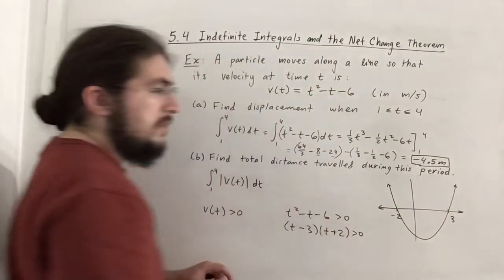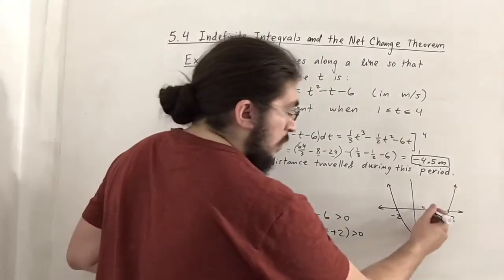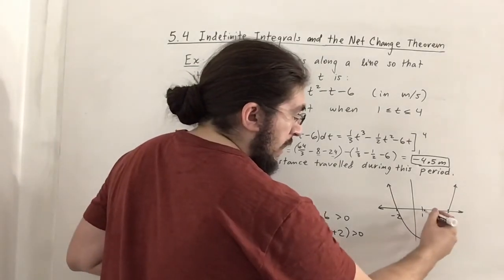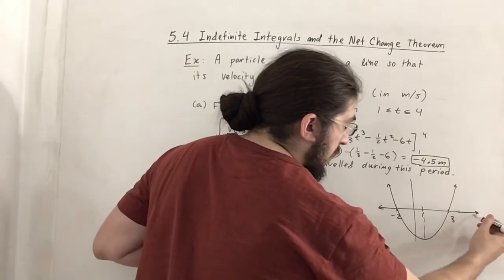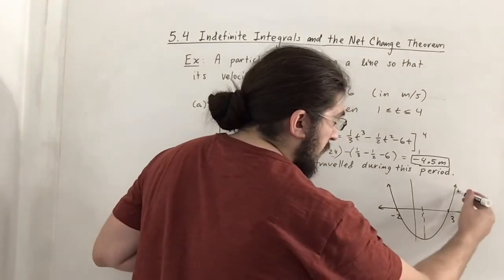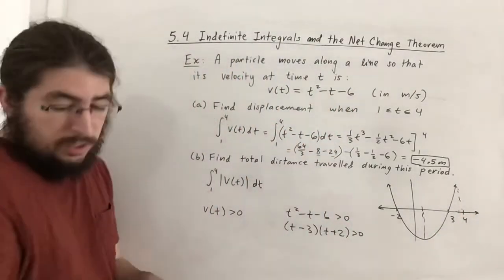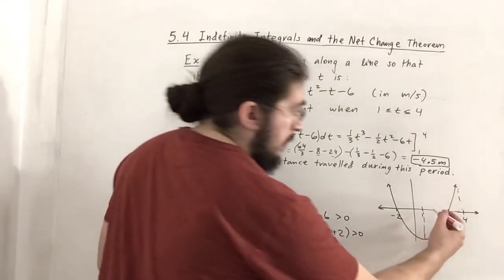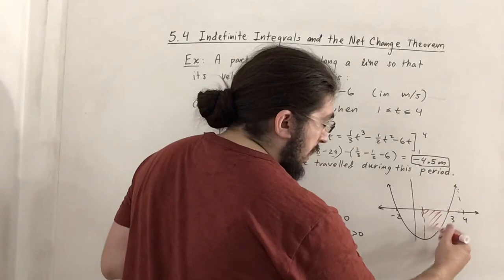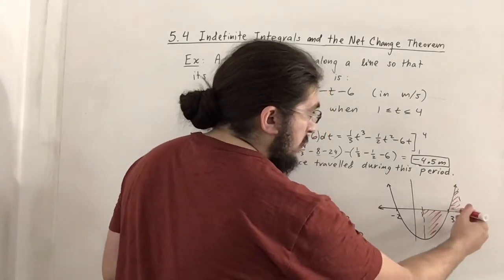So for sure, between 1 and 3 it's actually negative, and between 3 and 4, I should say, it's positive. So there we go. We even see that it looks mostly negative like I mentioned earlier. From 1 to 3 it's negative, but from 3 to 4 it's positive.